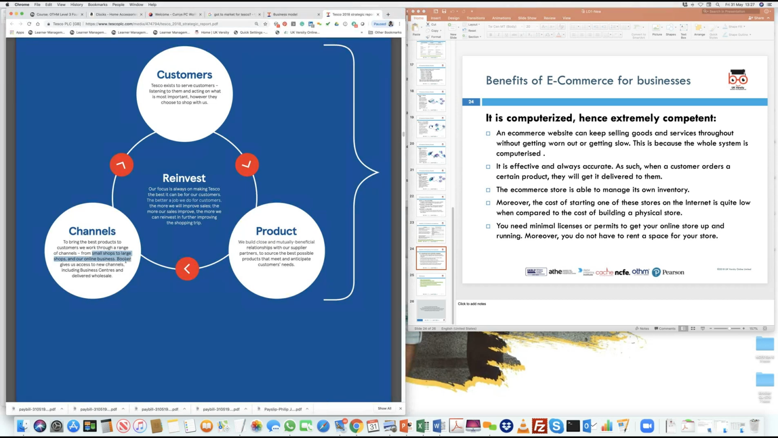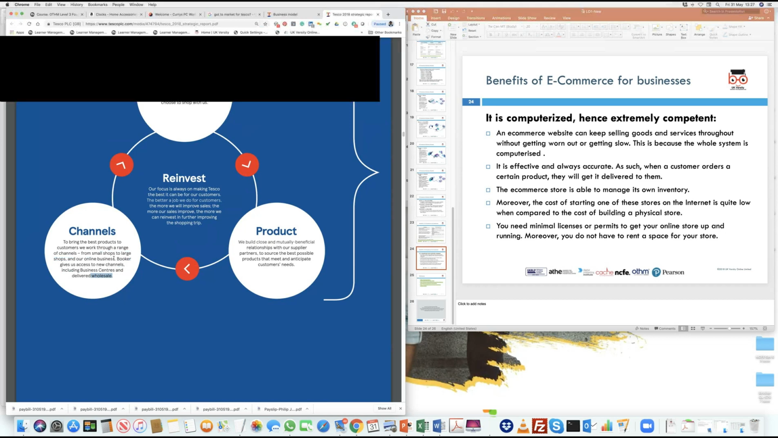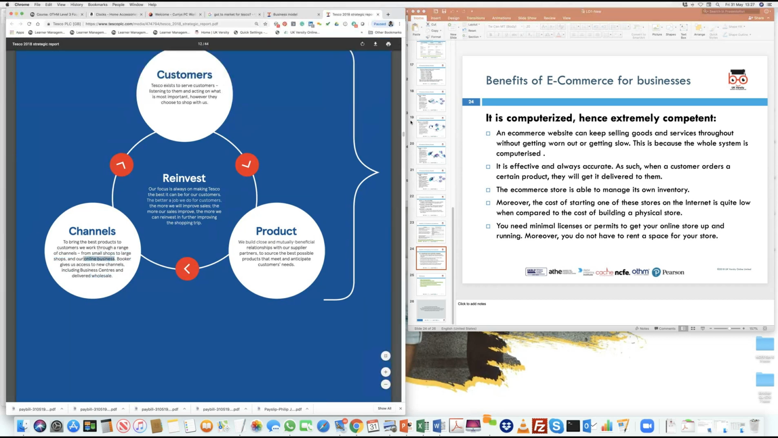They also have a distributor called Booker, and then they are also looking at exploiting new channels, which is introducing business to business through the stores by looking at business centers and also through wholesale selling. Now, these are different channels. So online is one of the biggest channels right now for any retailer, and it allows big companies and small companies to reach customers by selling products online. That is an important aspect as far as go-to-market is concerned.